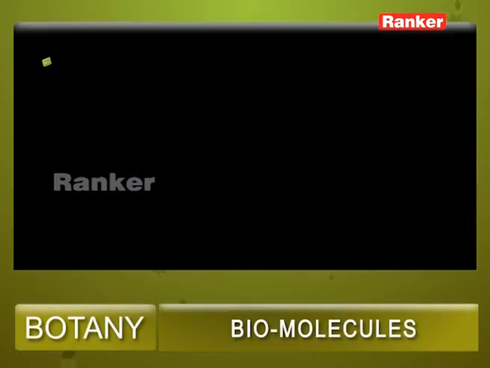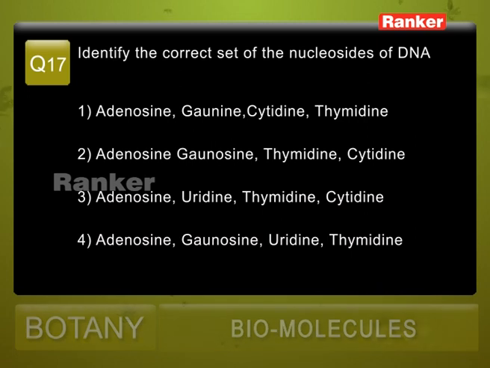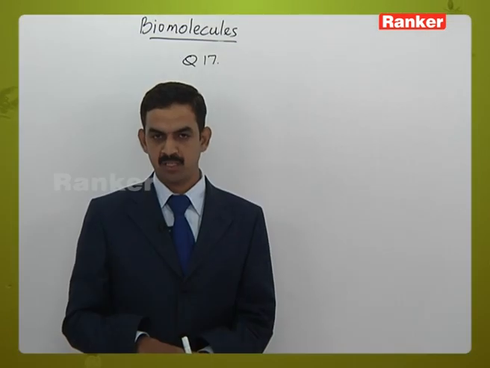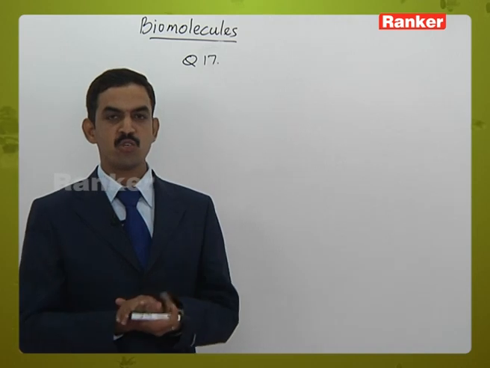Question number 17. Identify the correct set of nucleosides of DNA. Options: 1. Adenosine, guanine, cytidine, thymidine. Second option: adenosine, guanosine, thymidine, cytidine. Third option: adenosine, uridine, thymidine, cytidine. Fourth option: adenosine, guanosine, uridine, thymidine. Okay, here what are these nucleosides?